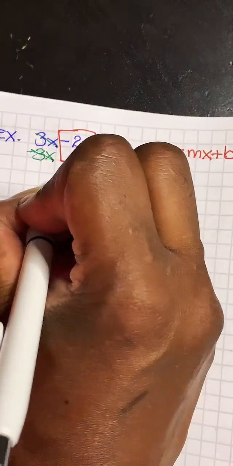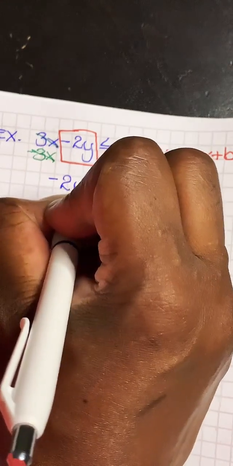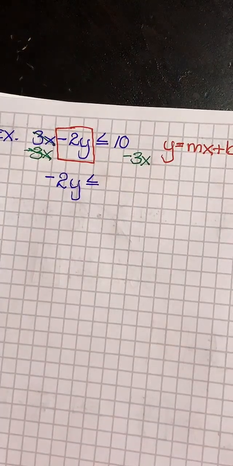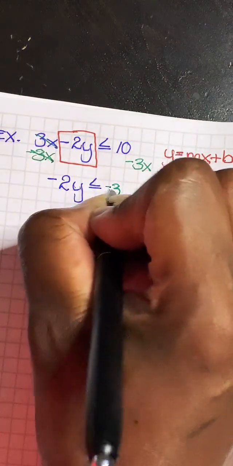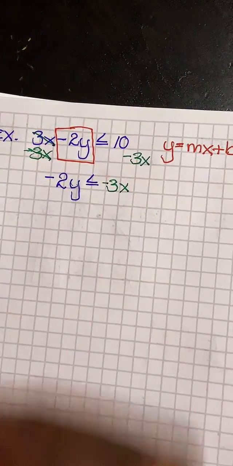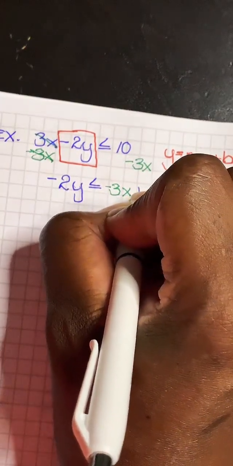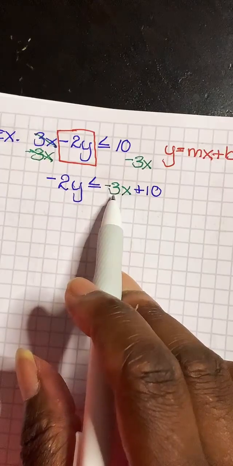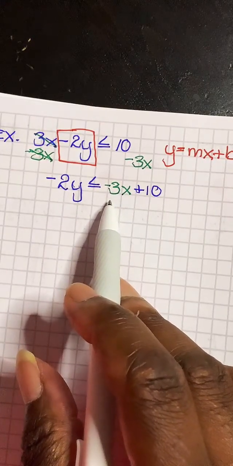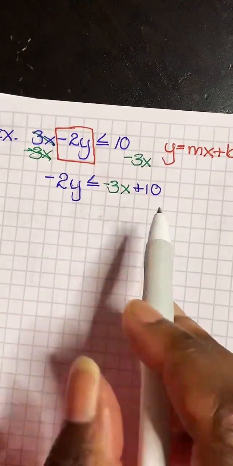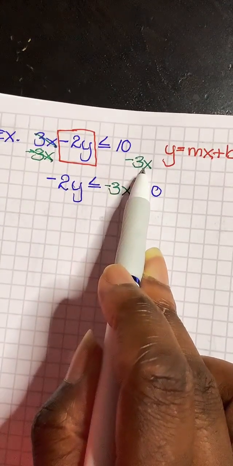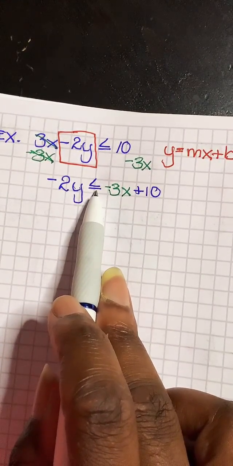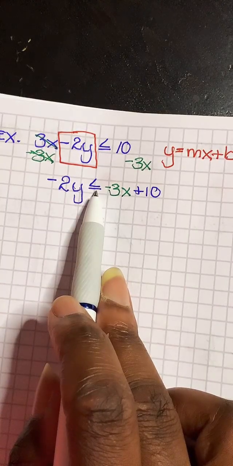So now I can bring down my -2y is less than or equal to my -3x plus 10. Now, if you said 10 minus 3x, that's fine as well, as long as you know that what we get next to the x is going to be your slope. Okay? Just because we subtracted 3x from both sides doesn't mean we switch the inequality sign. We only change this when we're multiplying or dividing by a negative.